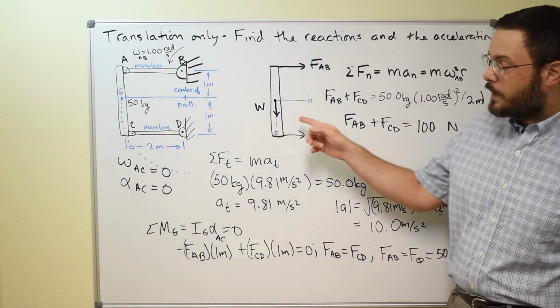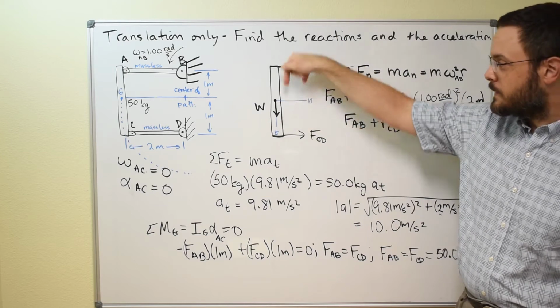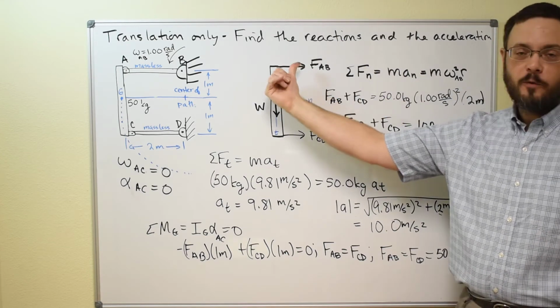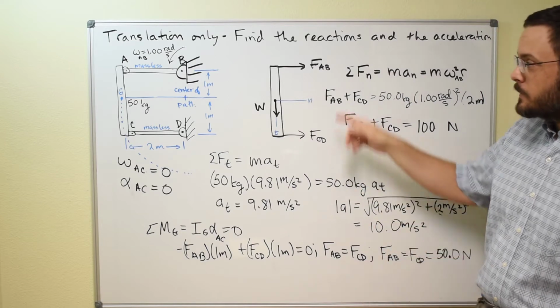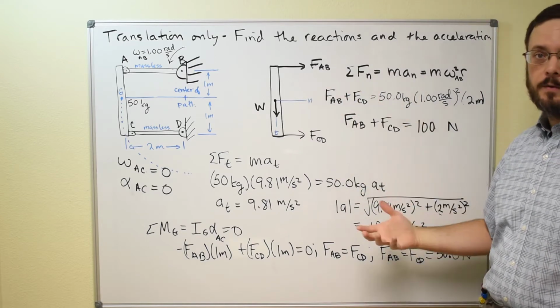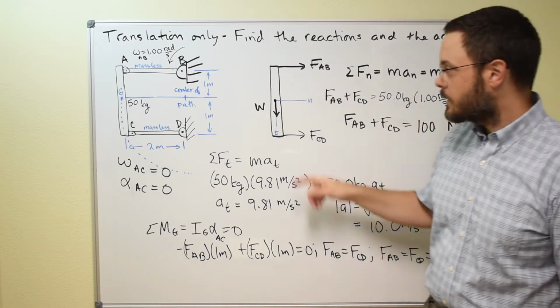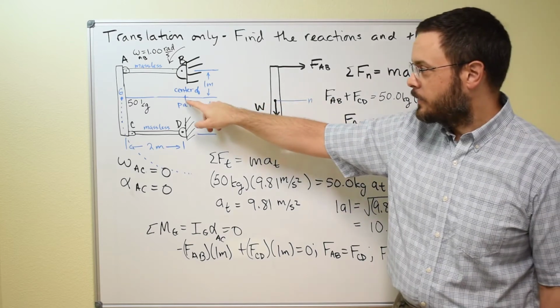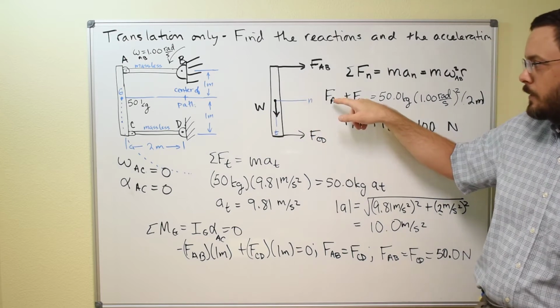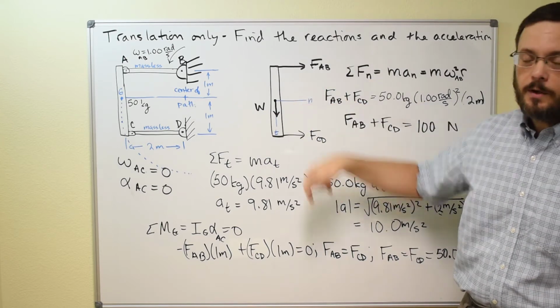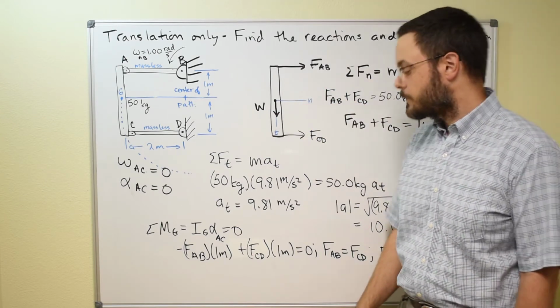Let's draw our free body diagram. So we have our weight that's acting down, we have our force from AB and our force from CD. Because we're moving around in a circle, let's use normal and tangential coordinates. So normal is directed in towards the center of the circle. So N would be going in this direction. T would be going in the direction of the motion.